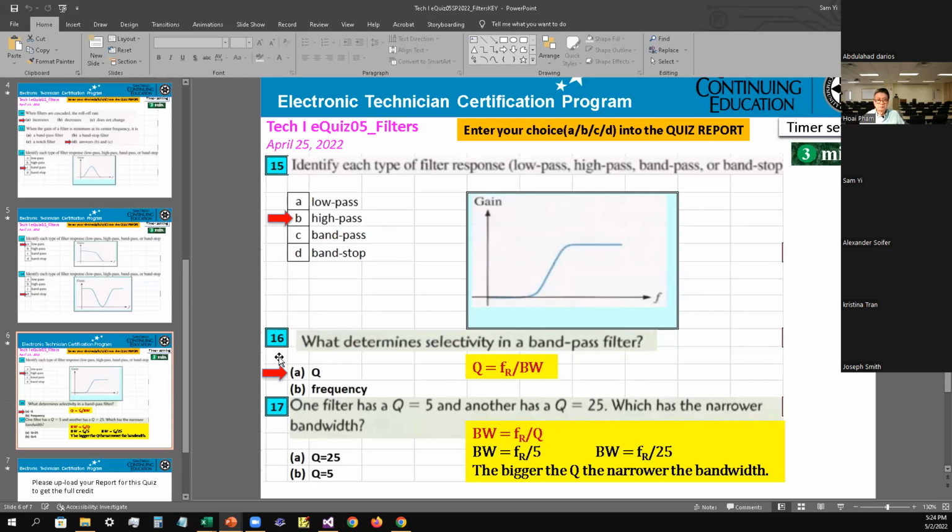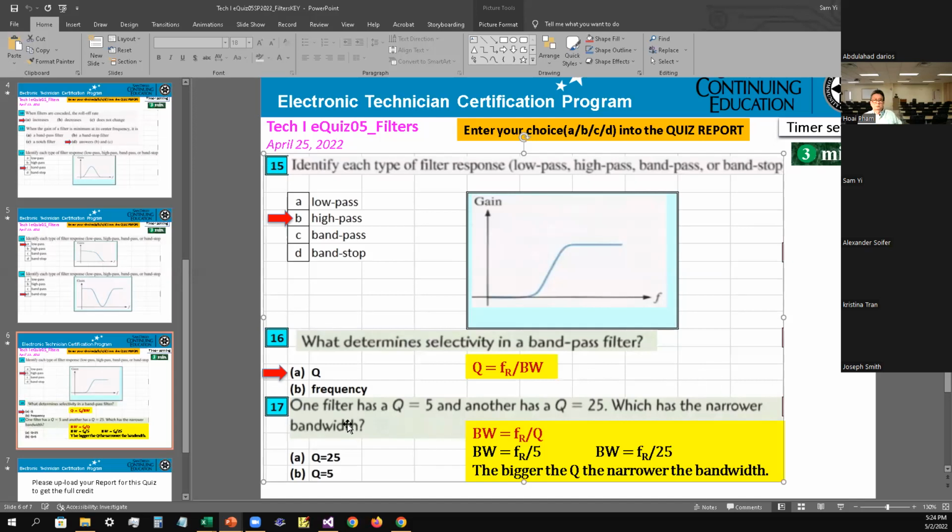Number 16, what determines selectivity in a band pass filter? Mainly it's the Q, the quality of the coil. Anything that has to do with the selectivity has to do with the Q, or the quality of the coil in the band pass filter. So the answer is A as in apple for number 16.